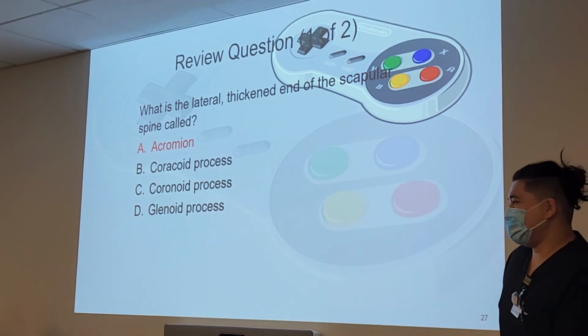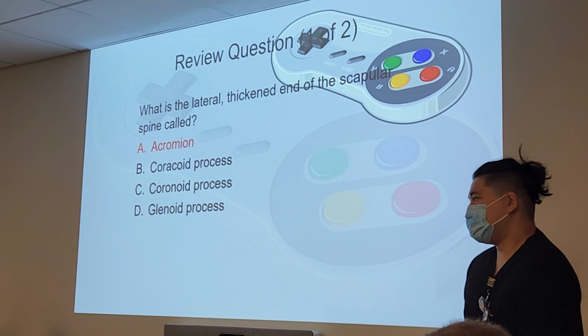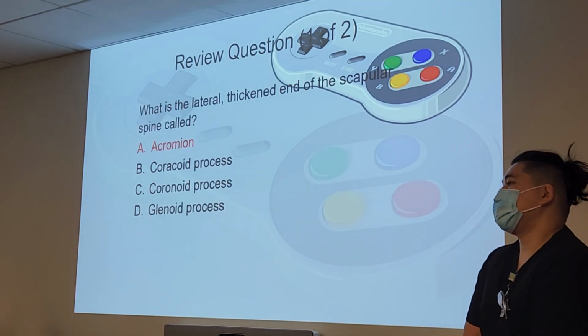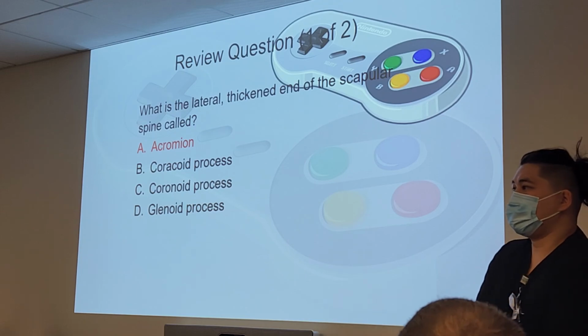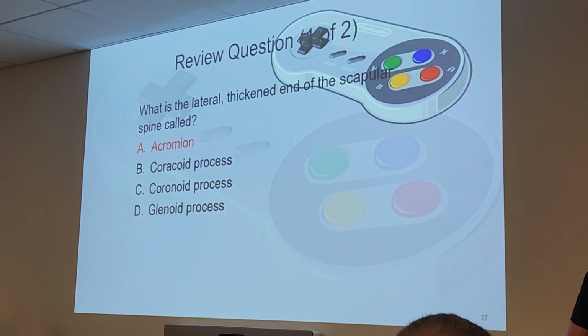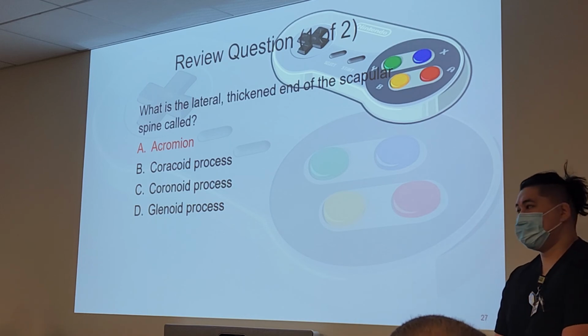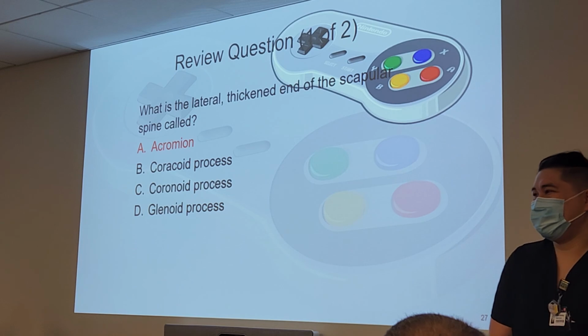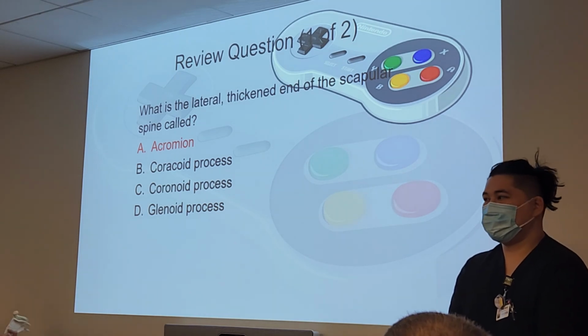Here's another way of asking that question. If it said the medial thickened end, that's the coracoid. Not the coronoid? Said coracoid. That's an elbow. Where's the coronoid? The elbow, right? See how tricky that is?